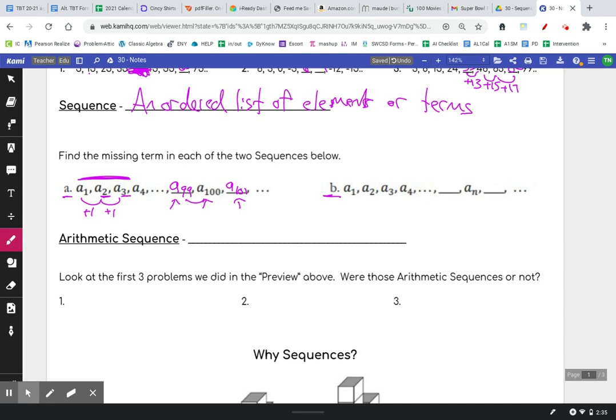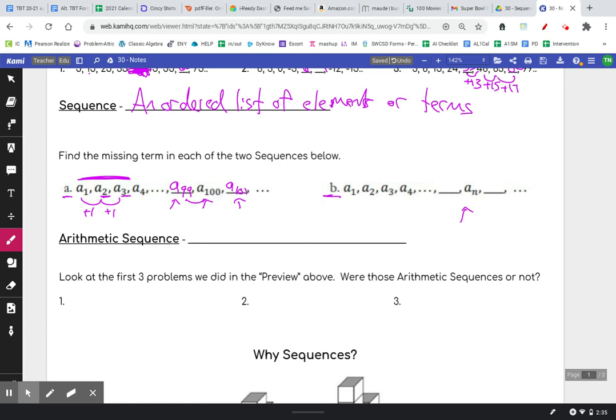Same pattern, A1, A2, A3, A4, dot, dot, dot. Then this says A sub n, which is something we're going to see today. That's just saying, hey, the nth term. The nth term is just a variable holding the place of a soon-to-be number. So eventually, I could turn around and say, hey, I want to know the 77th term of this sequence, or the 85th, or the 16th, right?